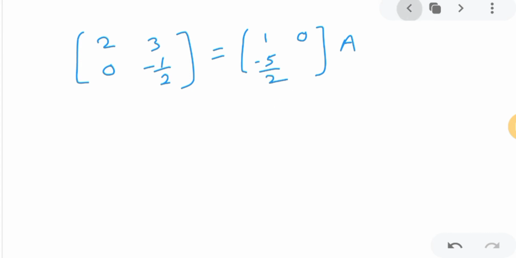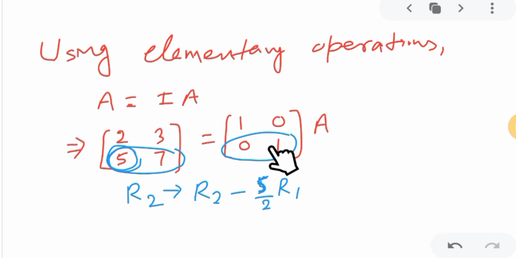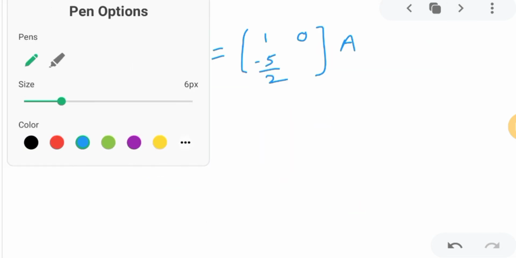The same type of operation I will perform here on 1. The R2 second element is 1, so 1 will become R2: 1 minus 5/2 R1. The R1 corresponding element is 0, so 5/2 into 0. So 1 minus 5/2 into 0 is 0 only, and 1 minus 0 is 1 only. So this element will be 1 only.